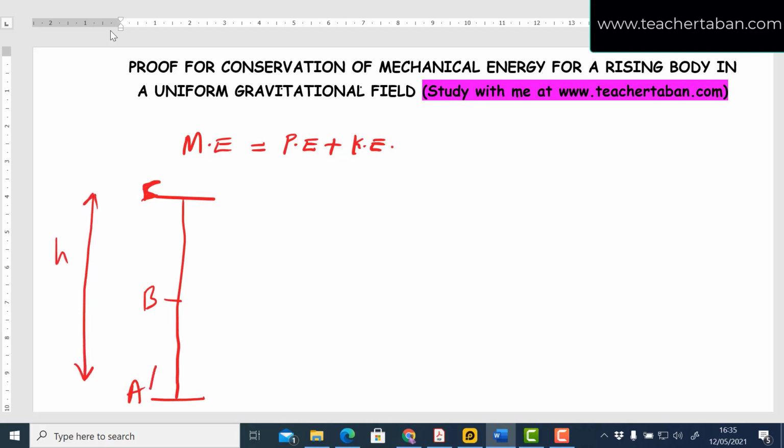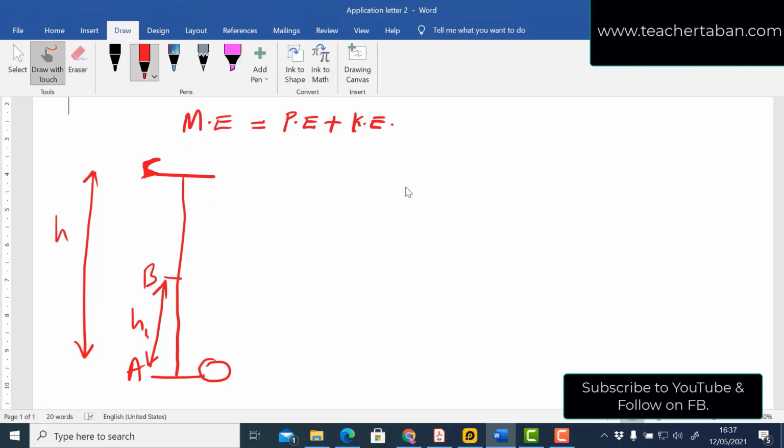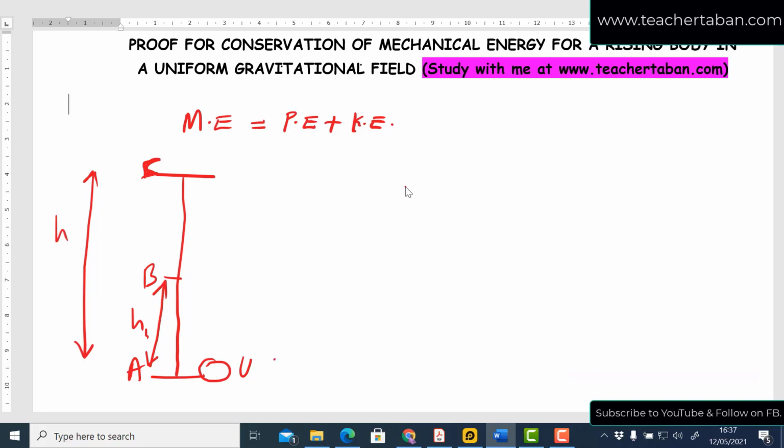The distance between A and B is our height h1, and the body is at this position initially, and it has been given a velocity v upwards. You can use u, it is okay. Actually, let me even use u, with a velocity u, meters per second. At this point A, the body is at its initial reference point, meaning the height h is equal to 0, meaning therefore that our potential energy is given by mgh, which is equal to mg times 0, which will give us 0 joules.